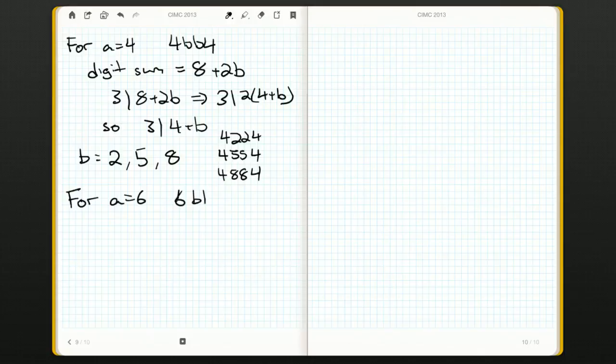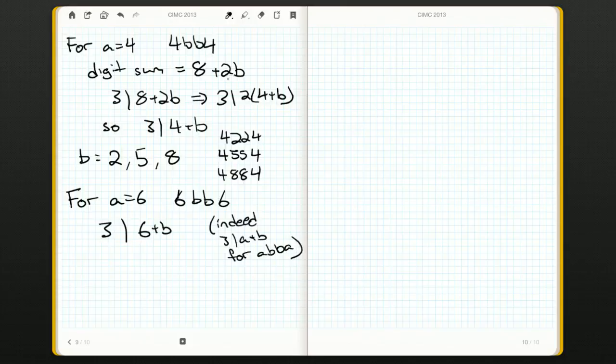So what's this going to look like? 6b6. We'll just jump straight down to the condition. 3 is going to have to divide 6 plus b. It's just something we've noticed that we don't actually need to compute the digit sum as is. We just need to check does 3 divide a plus b. And it just depends on what a is. So what single digits, when we add them to 6, do we get a multiple of 3? Well, 6 is already a multiple of 3, so b being any multiple of 3 will work.